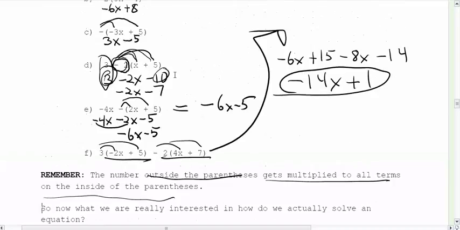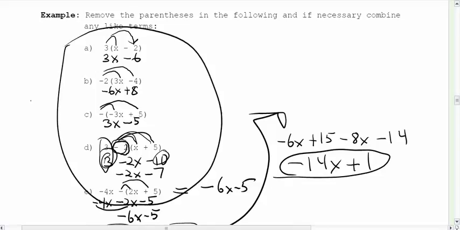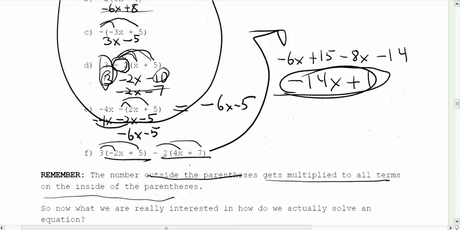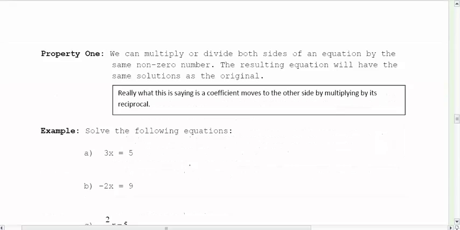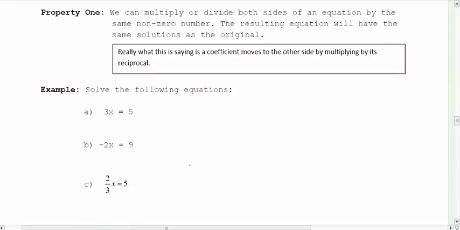In other words, none of these problems up here were equations, these things were expressions. None of these did we say x is equal to 4, x is equal to 5. Nothing like that. We just simplified it. We made it smaller. That's what we essentially did. We combined the like terms. Alright, so here's how we solve equations. The first thing I'm going to walk you through is how we can move things around. Our first property.